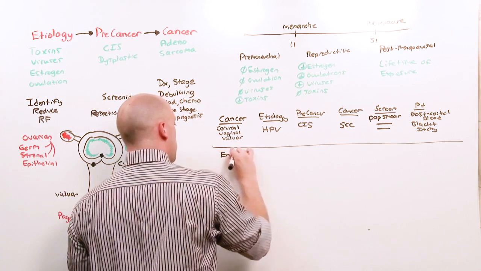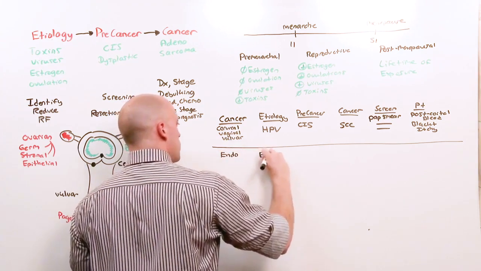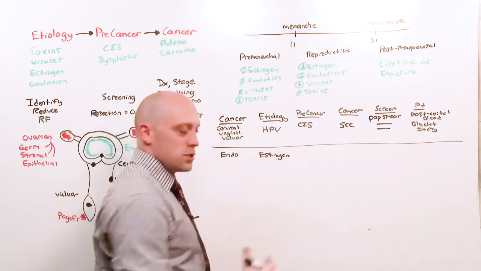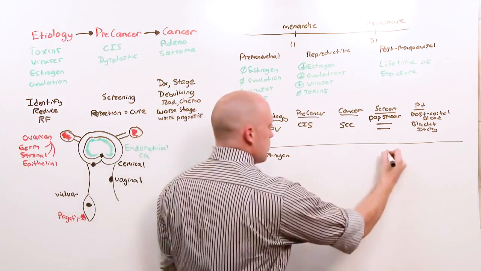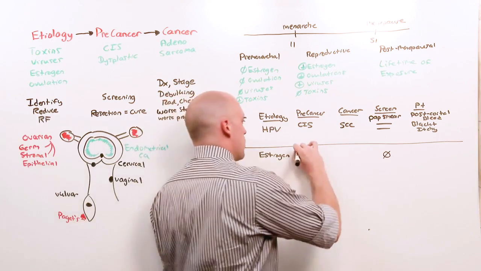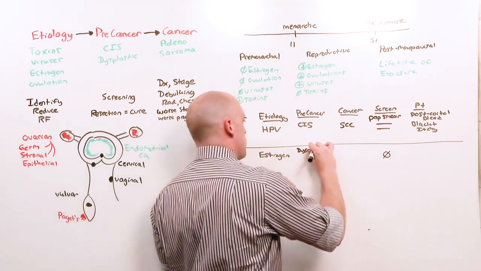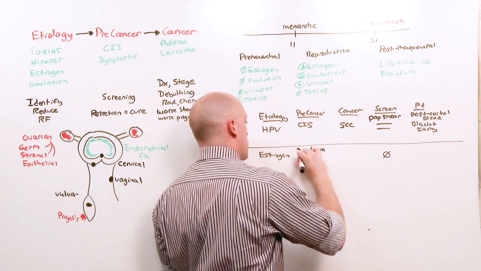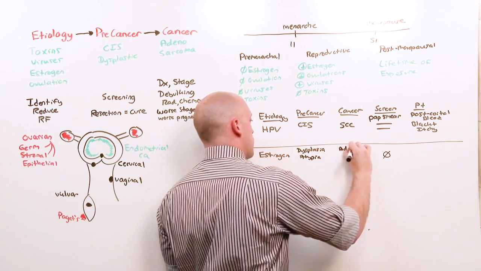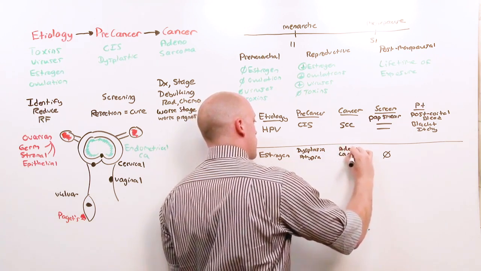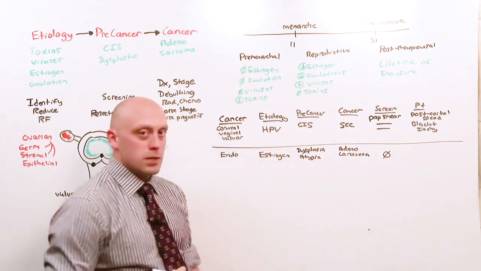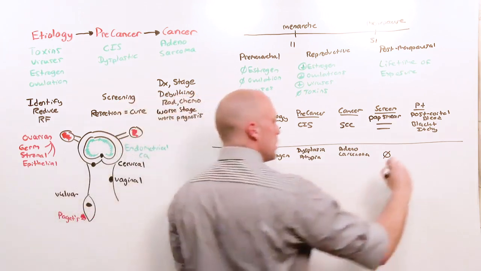Endometrial cancers are caused by exposure to estrogen. The precancer, since there is no screen for this, generally isn't identified, but you'll get some form of dysplasia or atypia as it progresses to adenocarcinoma. Suspect endometrial cancer when you have a postmenopausal bleeder.